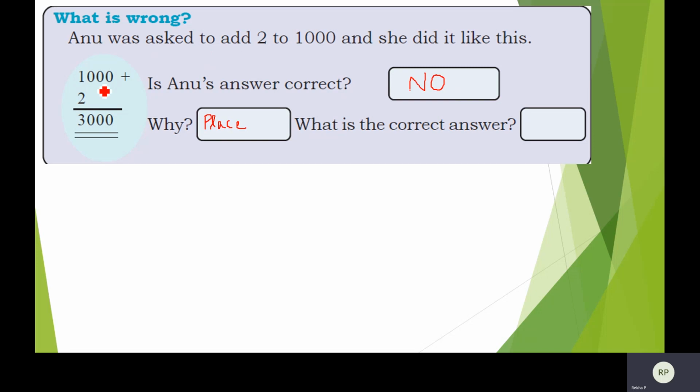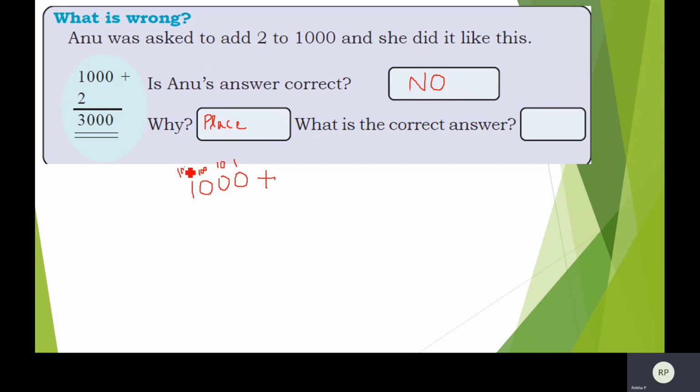Okay, you have to complete it here. Now let's do the right answer. You are asked to write what the right answer is. So let's do it. How to do that? We are writing 1000. Now what you have to do? You have to add 2. It is a one digit number, and that one number is in the ones place. So you have to write it in the ones place. This is the ones place, this is the tens place, this 0 is at the hundreds place and this 1 is at the thousands place.